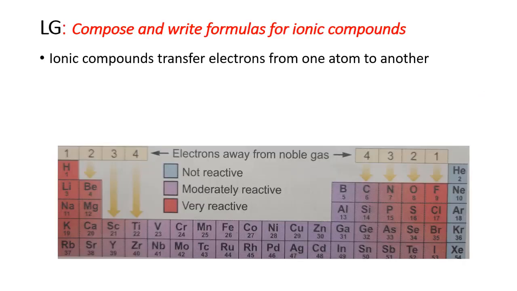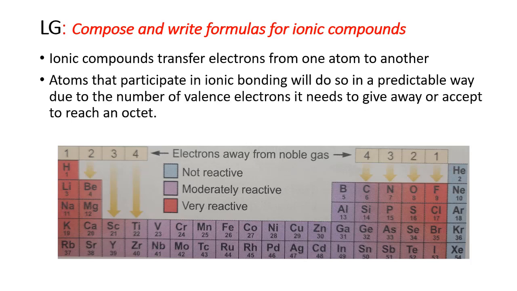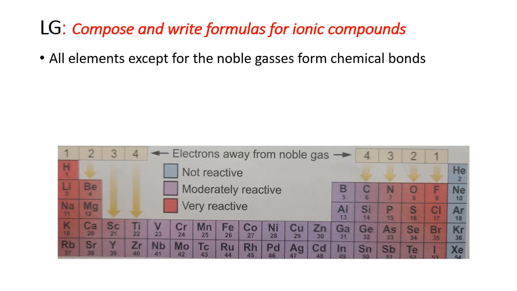All right, let's get right into our learning goal. You need to be able to compose and write formulas for ionic compounds. Ionic compounds transfer electrons from one atom to another. Atoms that participate in ionic bonding will do so in a predictable way, due to the number of valence electrons it needs to give away or accept to reach the octet, to reach that stability level it wants.